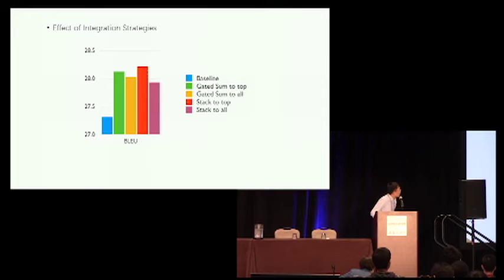And moreover, we also investigate the effect of integration strategies. And here we have two observations from the plot. The first is that feeding to only the top layer of the decoder outperforms feeding to all layers of the decoder. And the second observation is that the stack strategy is marginally better than the gated sum strategy. So actually, the first finding also reconfirms the shortcut effect.